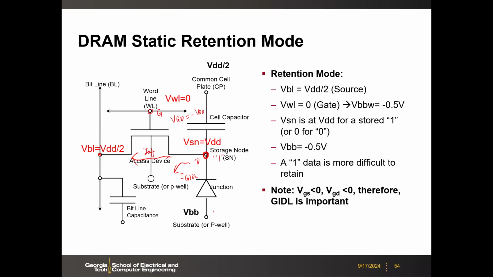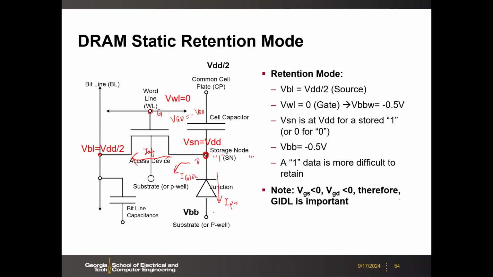And then this PN junction, which we just talked about. This is the reverse-biased PN junction, I_PN junction. So you have all those contributions. Here, we say that storing 1 is more problematic than storing 0.